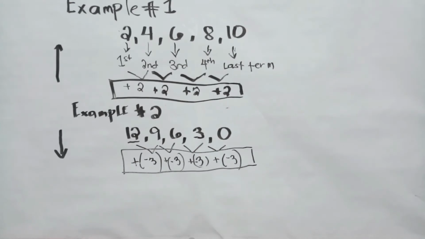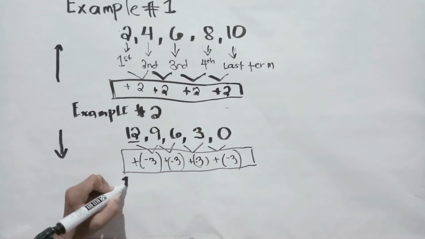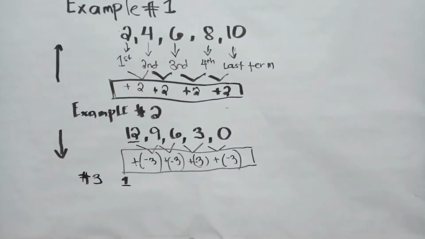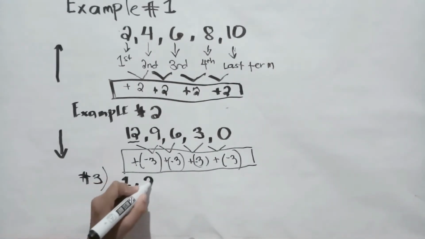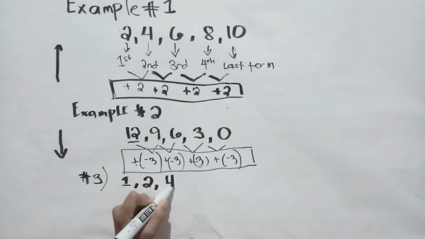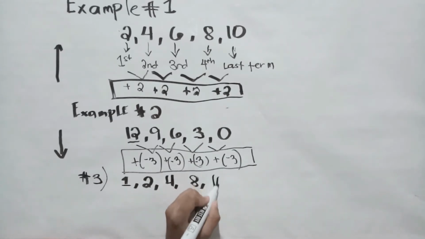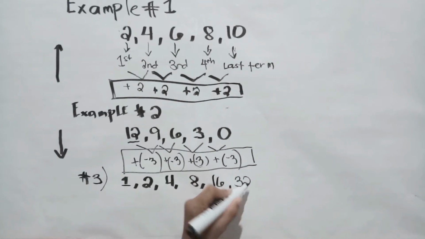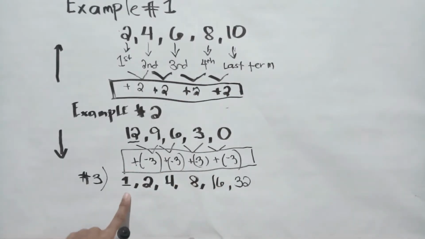Let's have example number 3. 1, 2, 4, 8, 16, and 32. Let's try adding 1 to the first term. Since 1 plus 1 is equal to 2. That's right. Then 2 plus 1 is equal to 3. But take note that the third term is 4. Since we don't get 4 by adding 1, 1 is not the pattern being used.